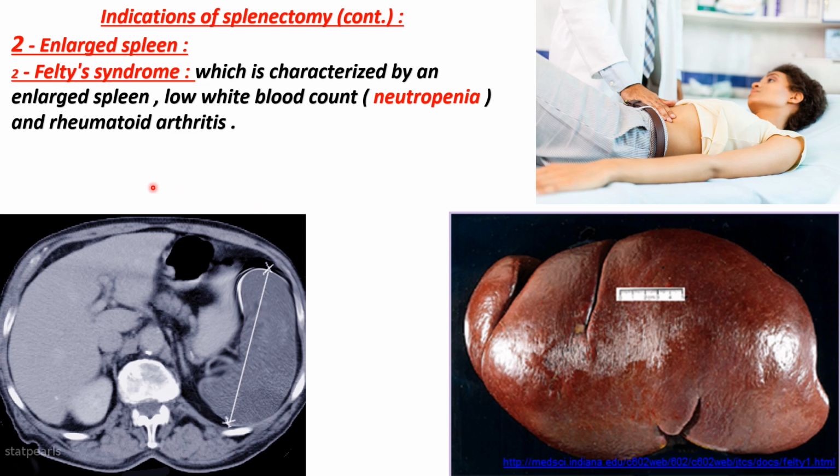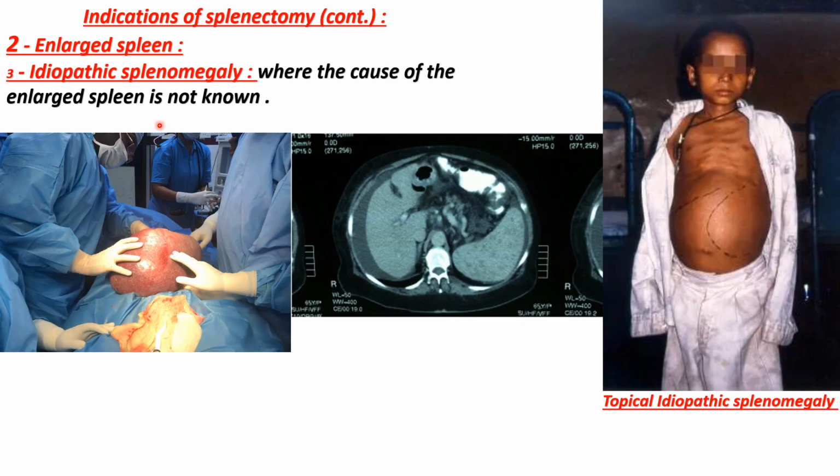The second subtype of enlarged spleen is Felty's syndrome, which is characterized by an enlarged spleen, low white blood count or neutropenia, and rheumatoid arthritis. The third subtype of enlarged spleen is idiopathic splenomegaly, where the cause of the enlarged spleen isn't known.